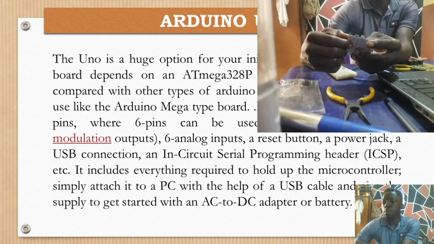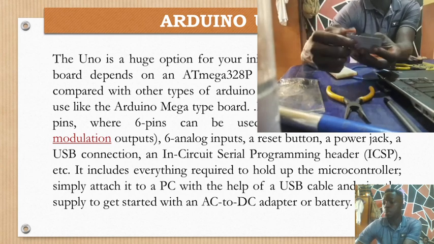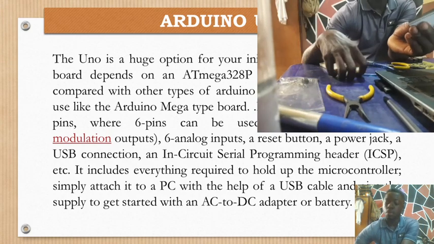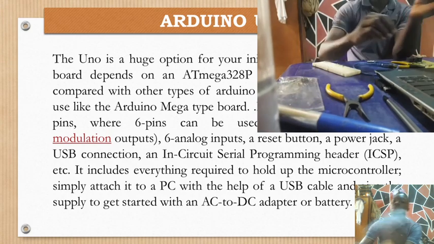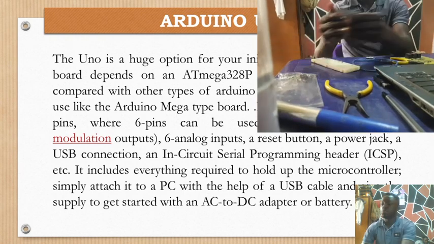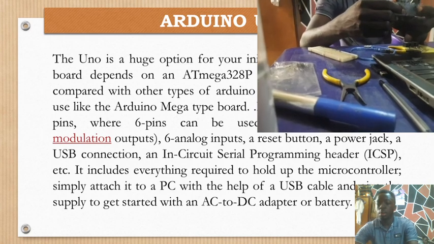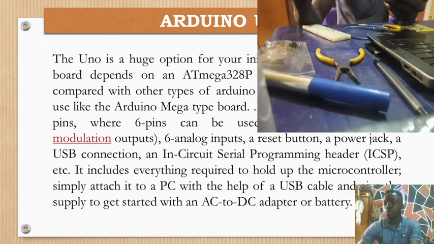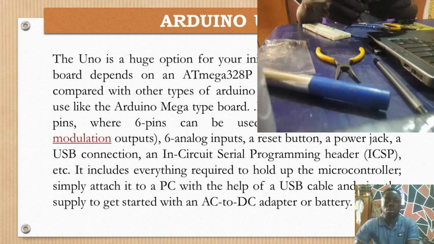So for example, let's say you have already uploaded your code to the board, and then you don't want your PC to supply power to the board. You want a different source. So you can make use of a 9 volt battery, then you connect it to this jack input. So the board will come on.